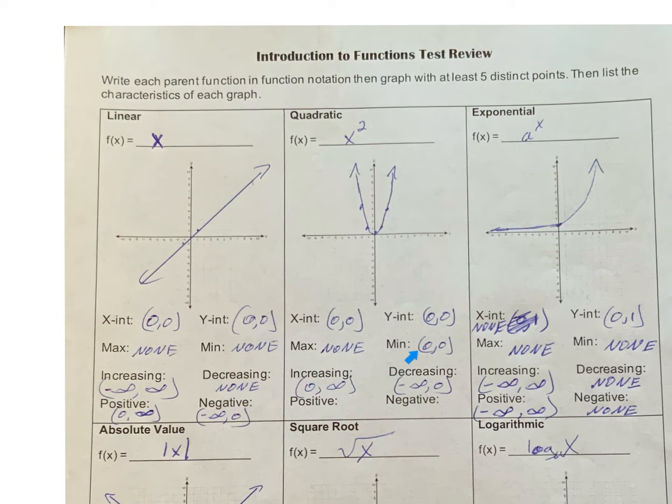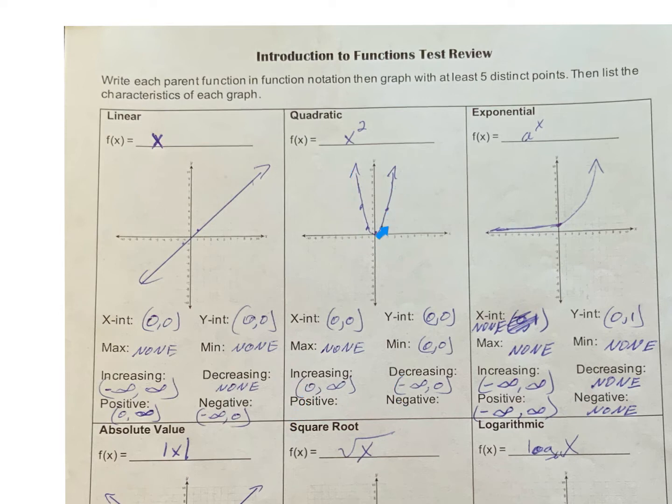And then each one of these functions asks the same thing, so you can just see we have x squared, that's our U shape. It does have a minimum of 0, 0, so that makes that one a little bit different. It does not have a max because it opens up. And then, of course, the x-intercept and the y-intercept are just 0, 0. It is increasing from 0 to infinity, and then it's decreasing going this direction, so from negative infinity to 0. That would be the increasing and decreasing. Now, positive and negative, that's where I skip.